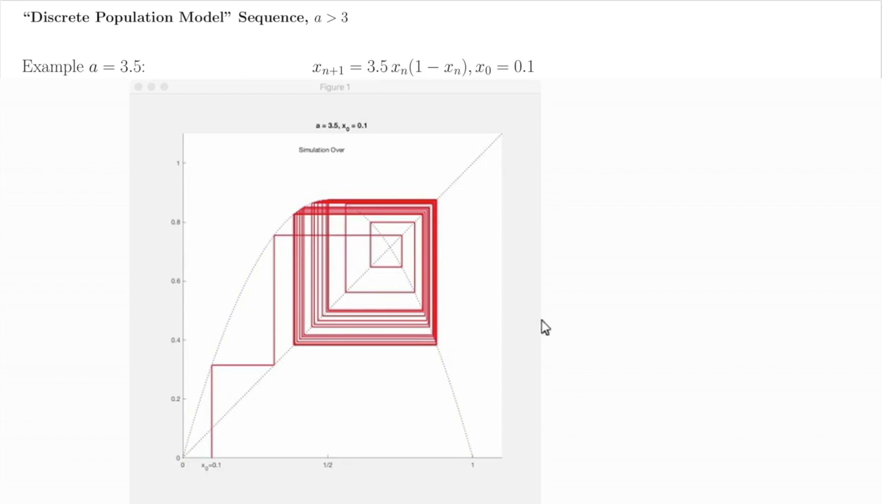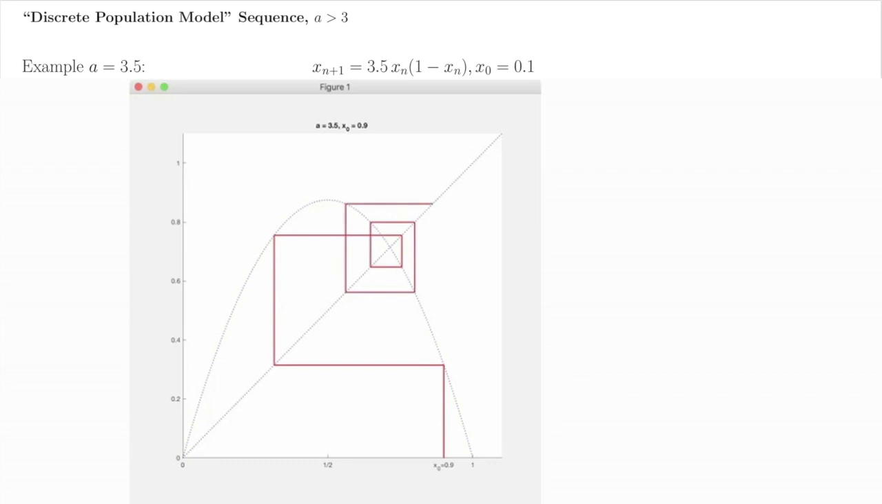So this is a period 4 orbit where our sequence doesn't converge, but what it ultimately does is it bounces back and forth between 4 values. So it has a cycle of 4 values that it repeats. If you're curious if the initial condition mattered, it didn't. So let me change this from an initial seed of 0.1 to 0.9.